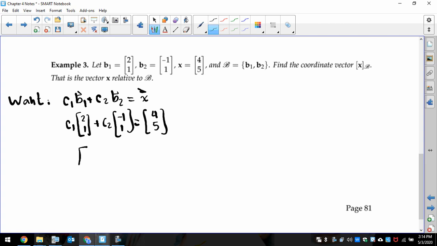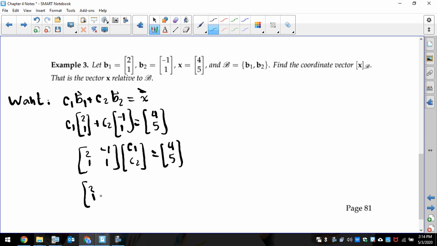And so this is really just this matrix, the coefficient matrix, multiplied by c1, c2, to give me 4, 5, which is really just the same as this augmented matrix that we can row reduce. So let's do a couple row reduction steps here. I'm going to swap the two rows. And then I'm going to eliminate this element, the 2, by subtracting 2 of the ones from above.